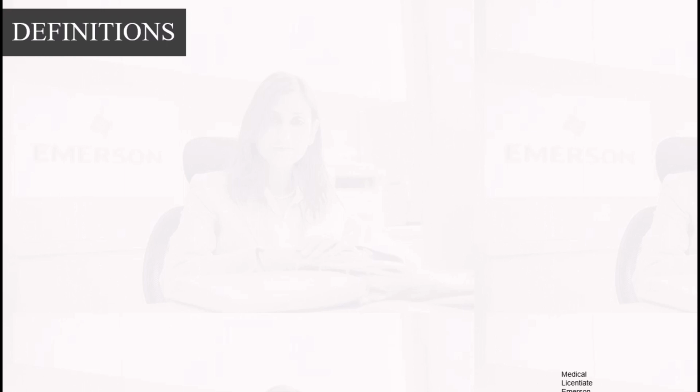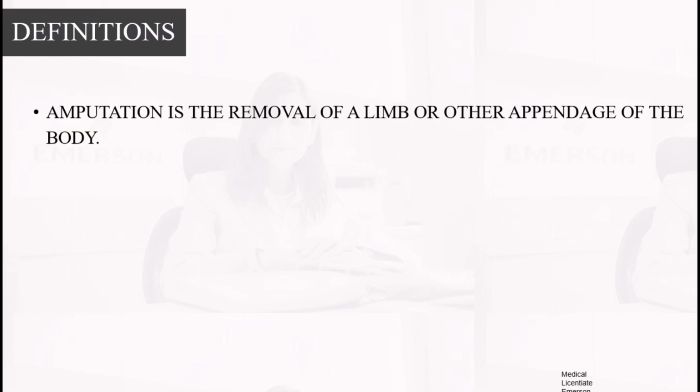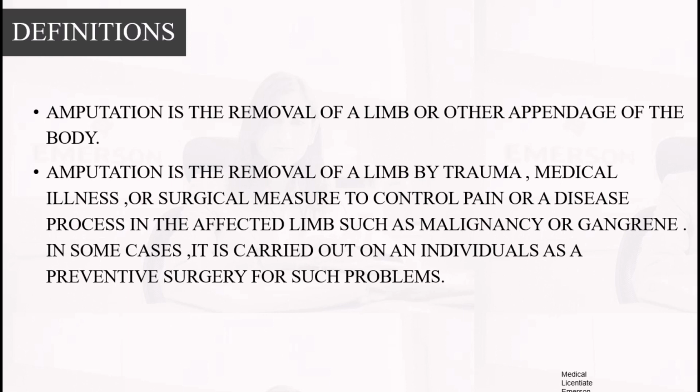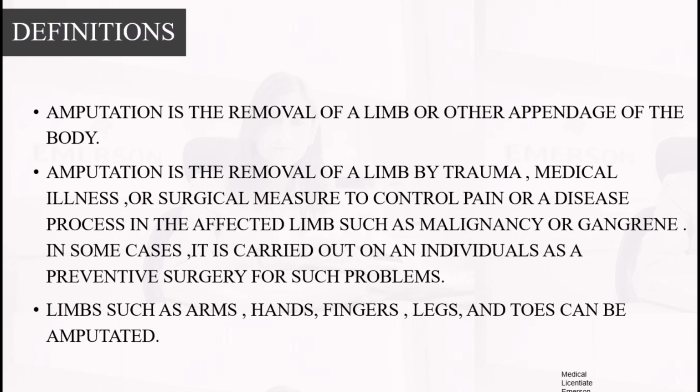Then the definition of amputation. Amputation is the removal of a limb or other appendage of the body. That's just amputation. No need for you to put other things. The removal of a limb can be due to trauma, medical illnesses, or surgical measures to control pain or a disease process in the affected limb, such as malignancy or gangrene. In some cases, it is carried out on an individual as a preventive surgery for such problems. Limbs such as arms, hands, fingers, legs, and toes can be amputated.